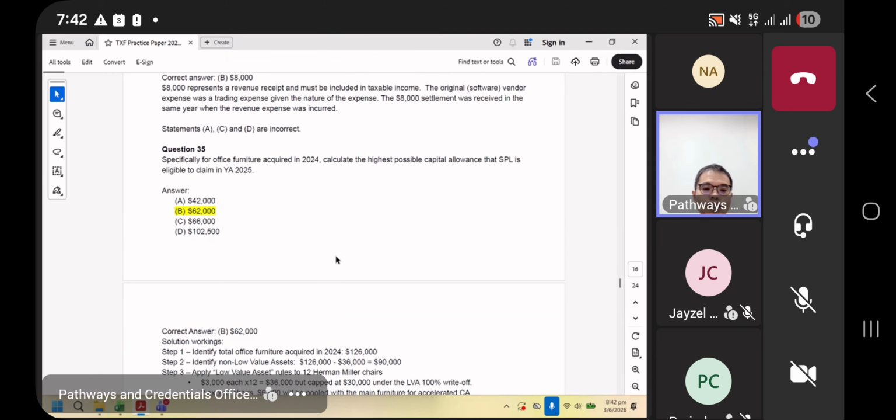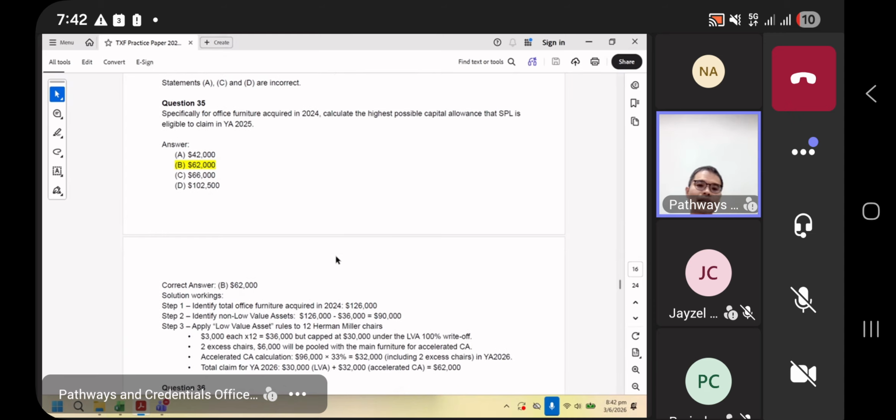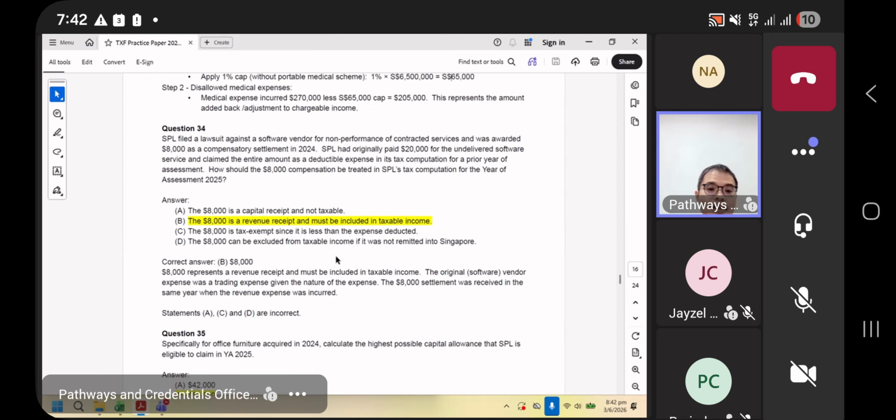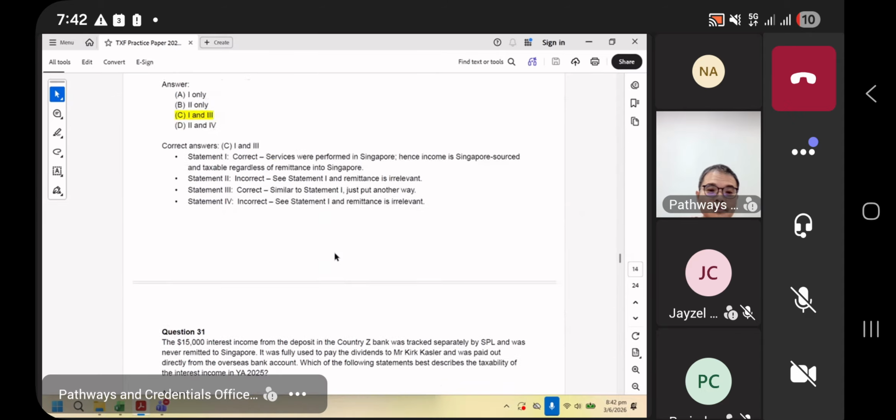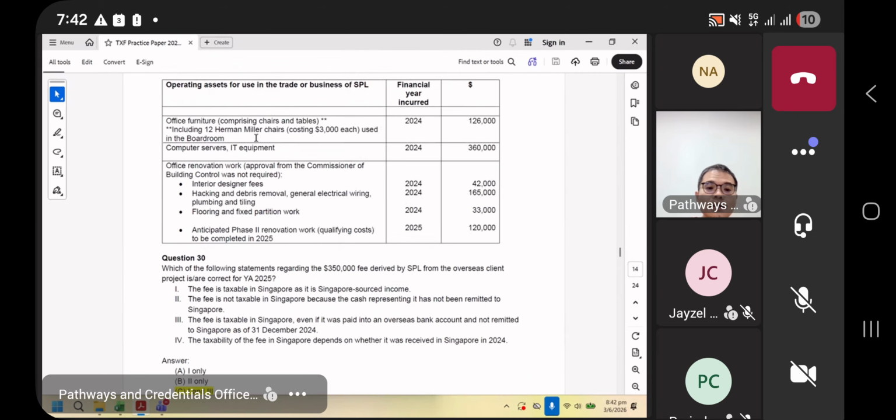No, then let's move on to question 35. This question 35 talks about office furniture acquired. The amount is $3,000, so this is considered a low value asset. This is to test your understanding of the low value assets definition and how you claim a CA against this low value asset. And the low value asset, I think you all know, right?